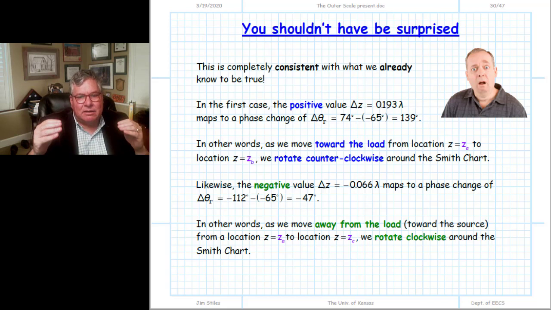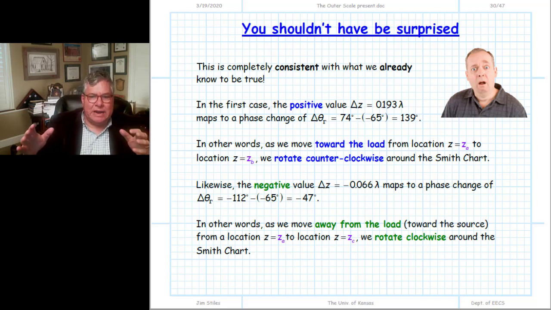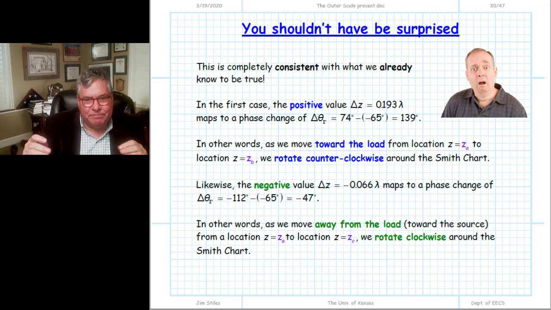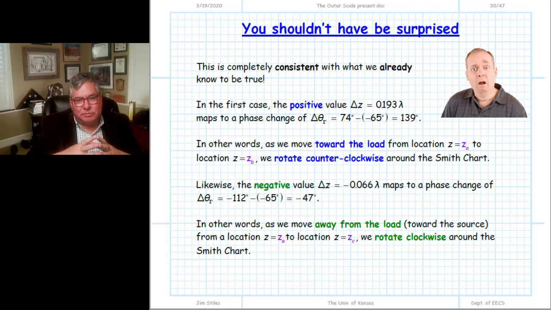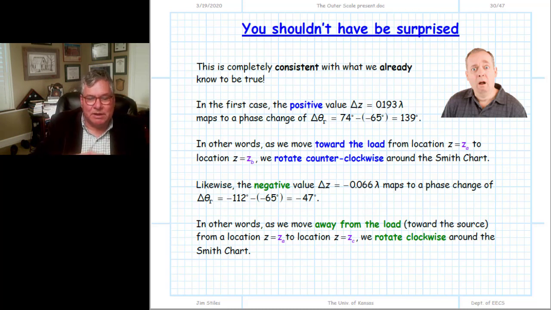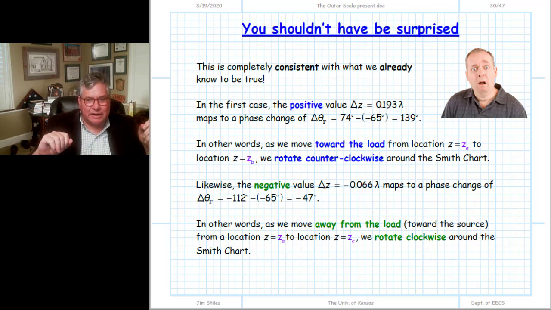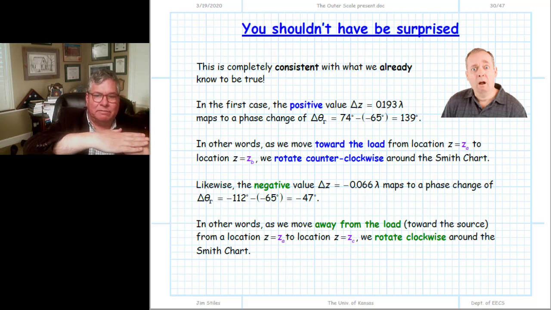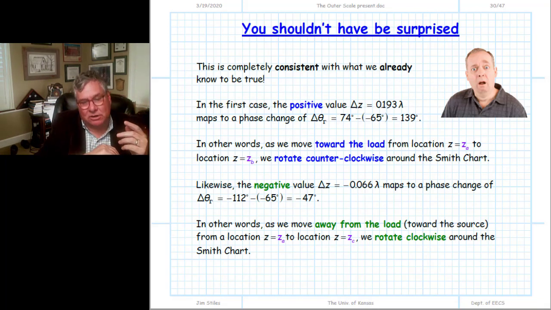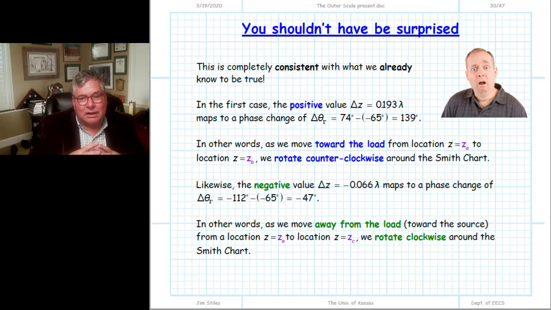Make sure you understand the relationship between the positive value of delta z and the rotation of the phase angle around the Smith chart, around the complex gamma plane. This is something we've talked about before. As we move in the direction of increasing z toward the load at the end of our transmission line, the phase angle of the reflection coefficient will increase, and therefore we're moving in a counterclockwise direction around the complex gamma plane, around the Smith chart. And that is shown by these examples we just did.